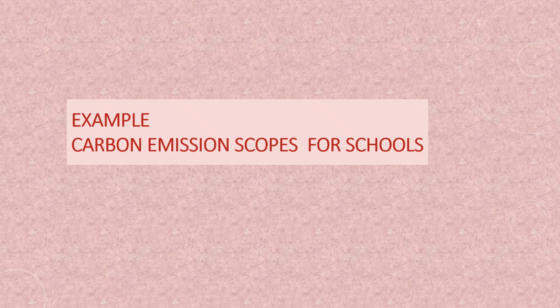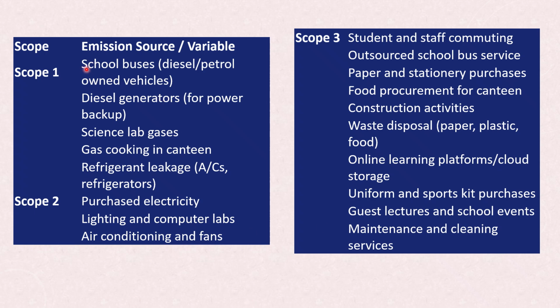Let us see an example: carbon emission scopes for schools. What things come under Scope 1? We have school buses running on diesel and petrol, and diesel generators as power backup. Gases used in the science lab, gas cooking in the canteen, refrigerant leakages from AC and refrigerators all come under Scope 1. Scope 2 is purchased electricity: lighting, computer lab, air conditioning, fans, everything.